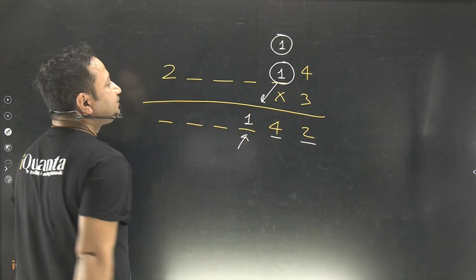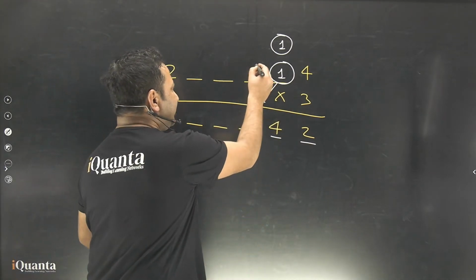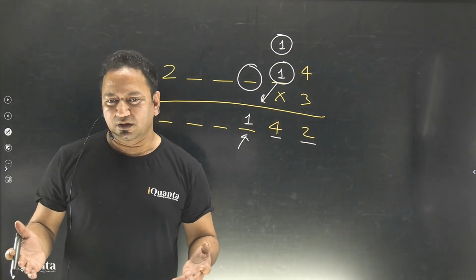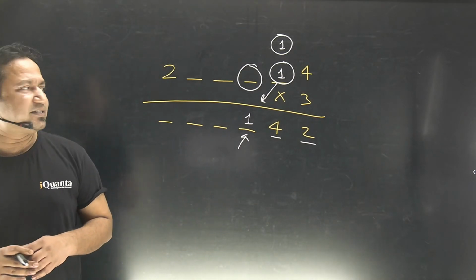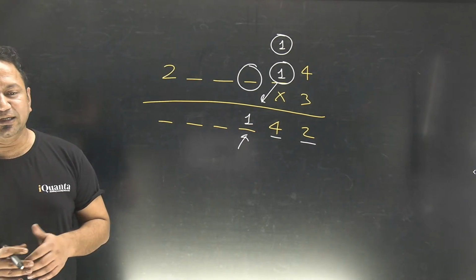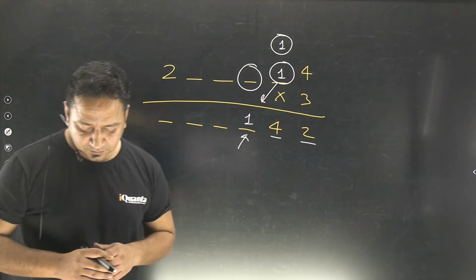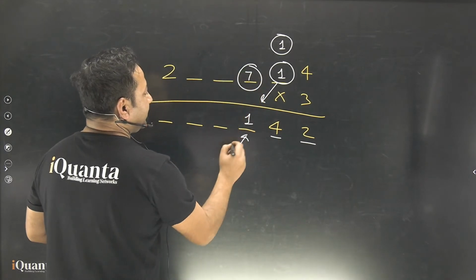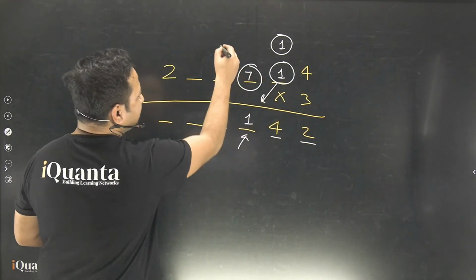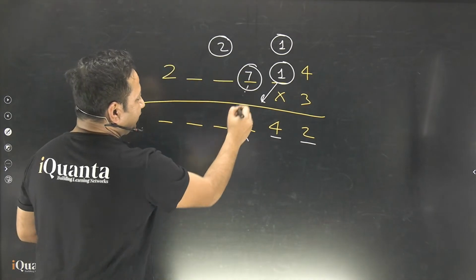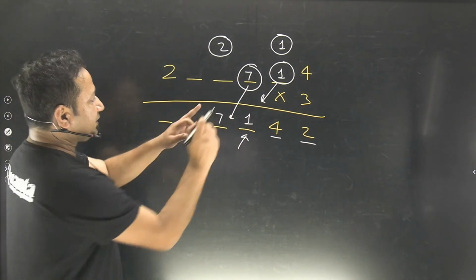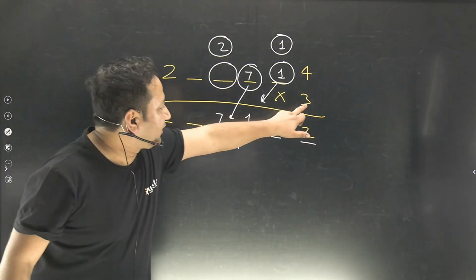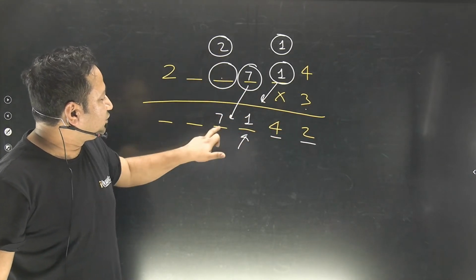This becomes 1. Now tell me, 3 multiplied by this number must end with 1. What is that number? 3 7s are 21. Is that right? I'll just write 7 over here. 3 7s are 21. 1 stays, 2 must be carried forward. Perfect. Now this thing is 7. 3 multiplied by something plus 2 should end at 7.